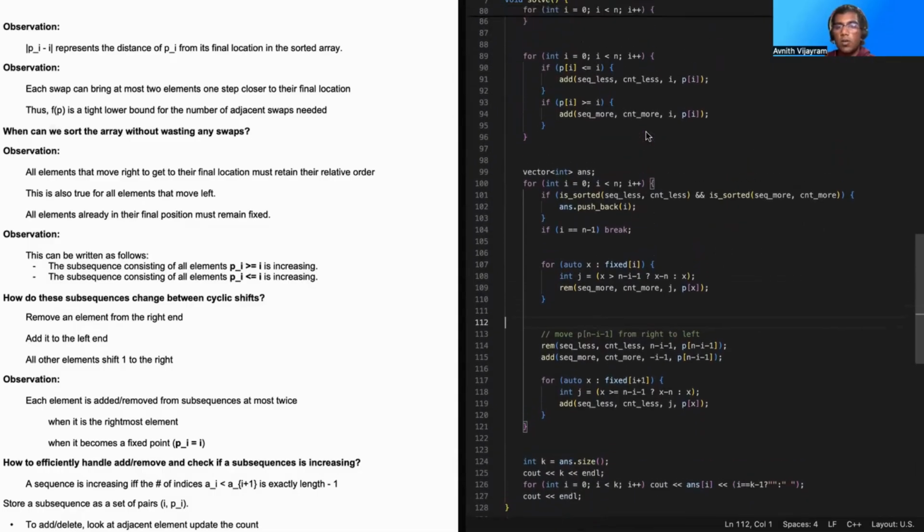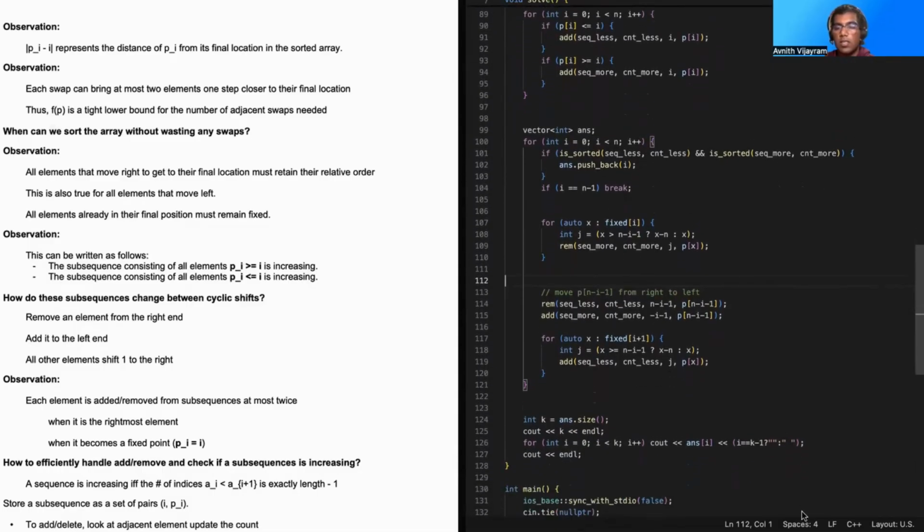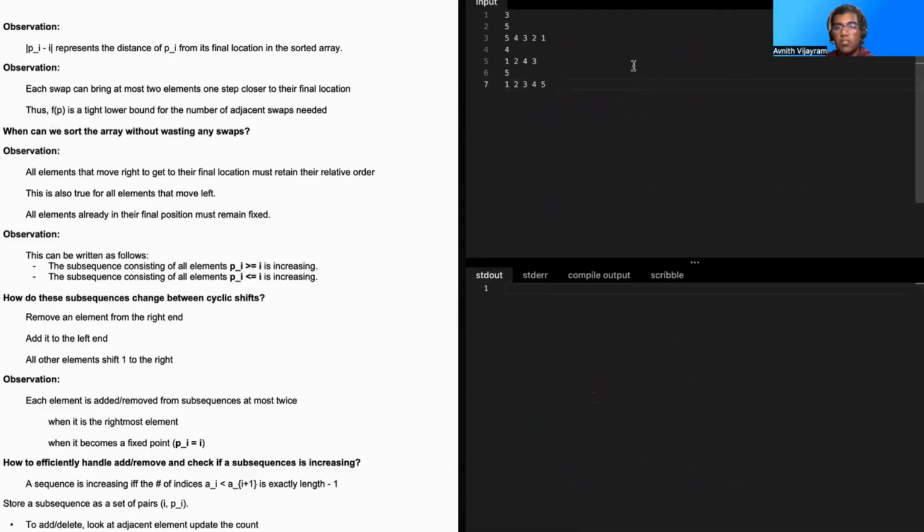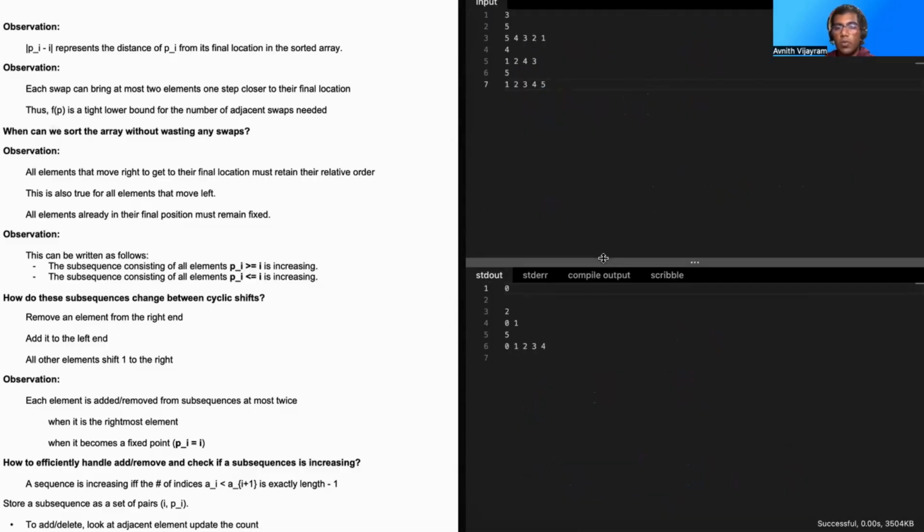Okay, so that concludes our code, and we can now test it on the sample test case. So here we have the sample test case from USACO, and we'll see that when we run it, we do get the right answer. And this code will get full credit for this problem.